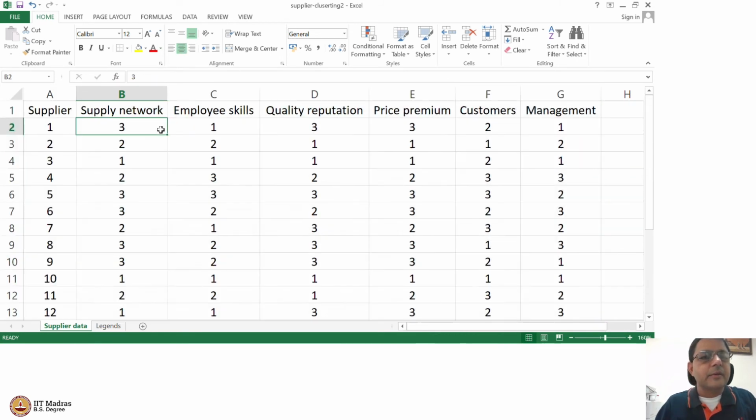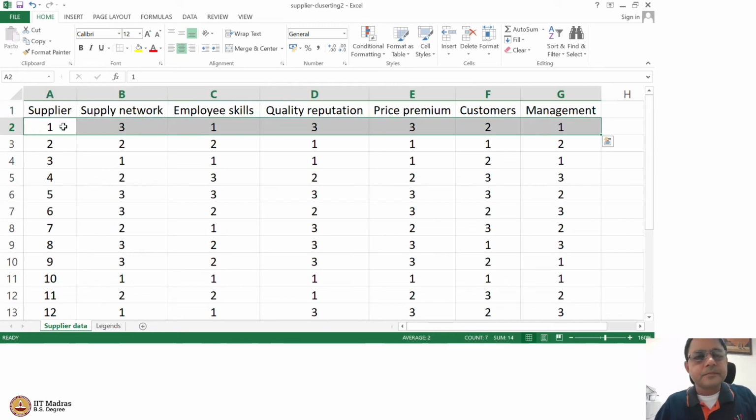Okay. So as I said, this is the attribute for supplier network. How good their network is, right? How good their employee skills are, how reputed they are in terms of quality, what kind of price premium do they charge, what kind of customers do they serve, and what kind of senior management does the supplier have, right? So these are the attributes that were considered, and these are the ranks of each of these suppliers. So let us take supplier 1 and explain that completely.